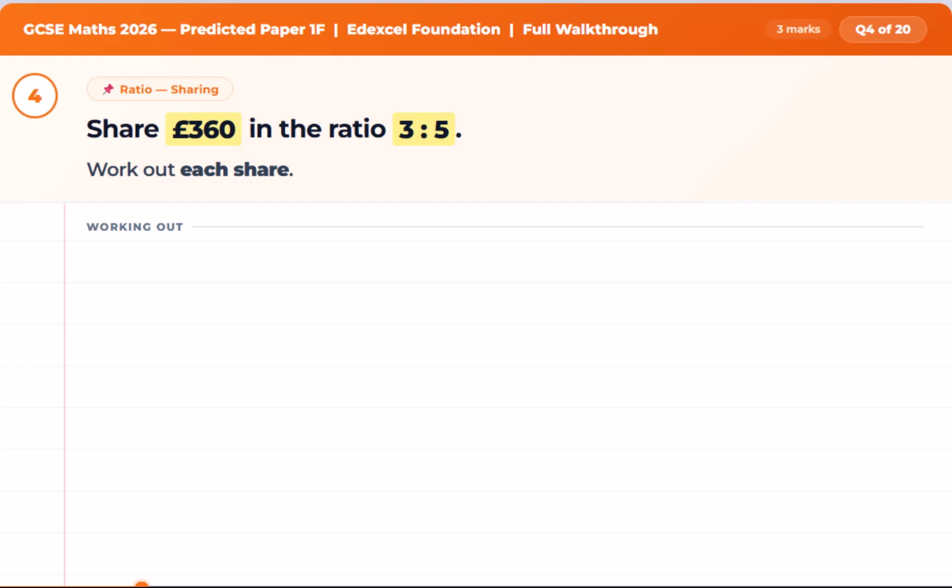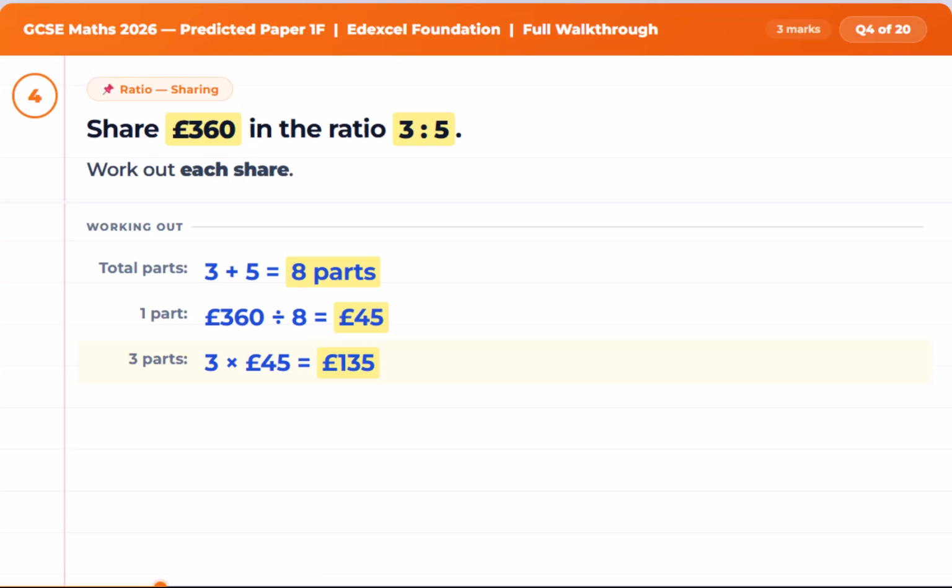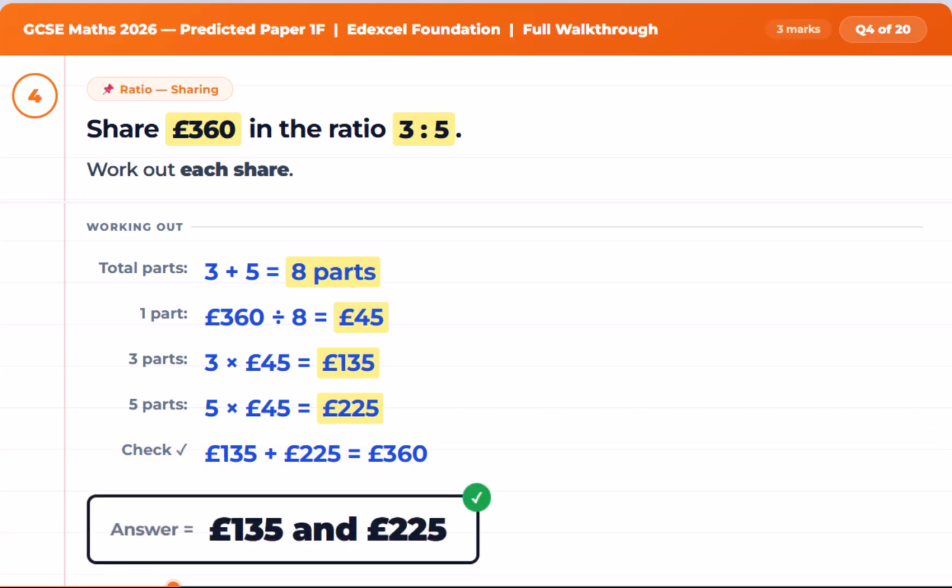Share £360 in the ratio 3:5. Work out each share. Add the parts of the ratio. 3 plus 5 equals 8 parts in total. Divide 360 by 8. 1 part equals £45. 3 parts. 3 times 45 equals £135. 5 parts. 5 times 45 equals £225. Check. 135 plus 225 equals 360. Correct. The two shares are £135 and £225.